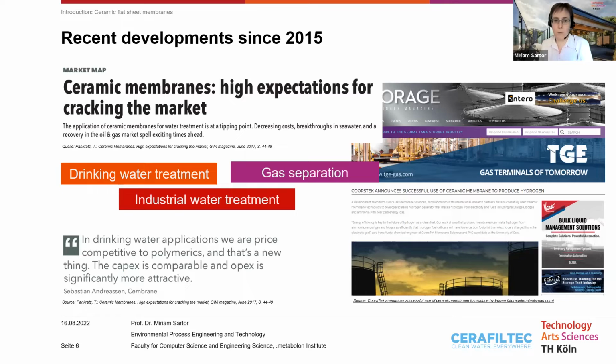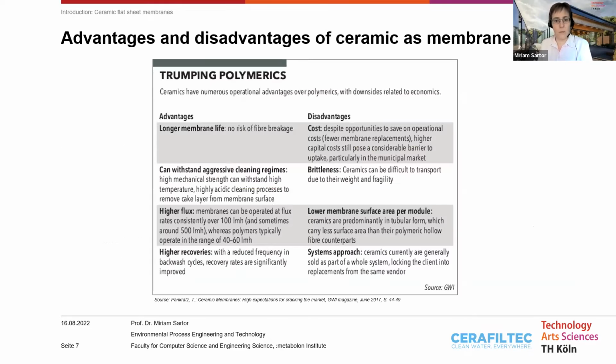And this is extremely new, as ceramics were always dedicated to niche applications because they are too expensive to be used in broad applications like drinking water. So what I found is this GWI article from 2017, and they are telling us that ceramics are trumping polymerics. They discuss a lot of advantages and disadvantages, and the disadvantages in the past were the costs and the brittleness.